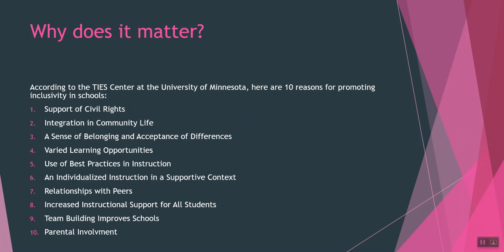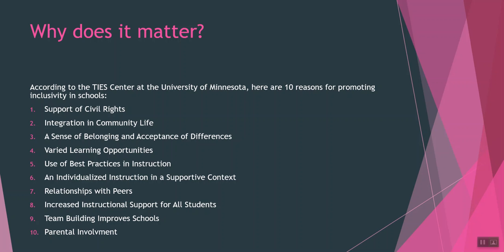Number four, varied learning opportunities. Are students with special needs being exposed to the same rigorous curriculum and ancillary activities as those in the general education population? Number five, use of best practices in instruction.